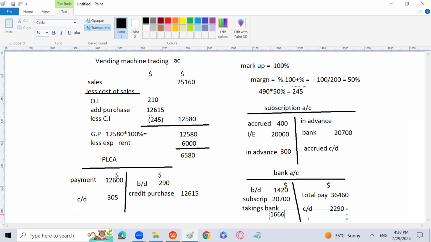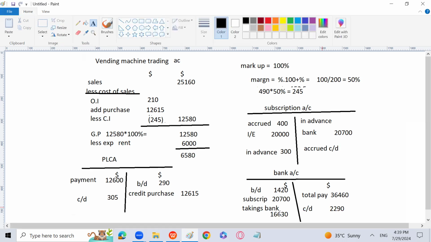Okay, 16,660. Let me calculate it also. 36,460 plus 2,290 minus 1,420 minus 20,700. So how much will it come? 16,630, yes. So 16,630 will be the takings bank.